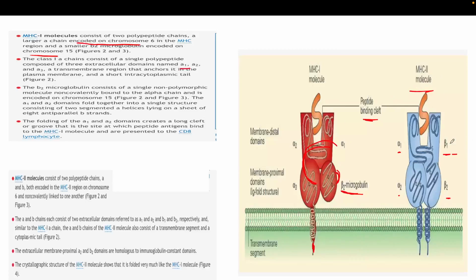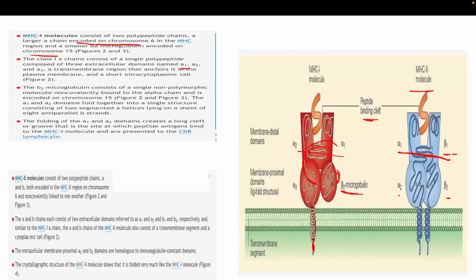You have to remember this thing. These two domains are highly polymorphic in nature, and they make the peptide binding cleft. And in case of the MHC1 molecule, alpha 1 and alpha 2 make the peptide binding cleft, and it is highly polymorphic in nature.